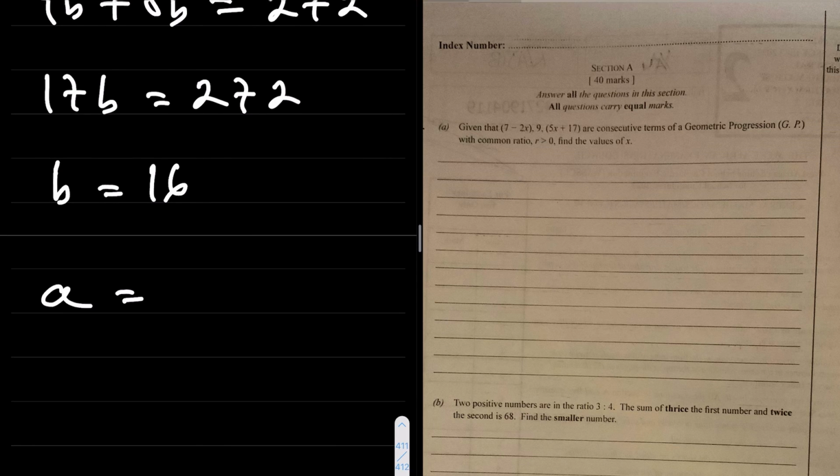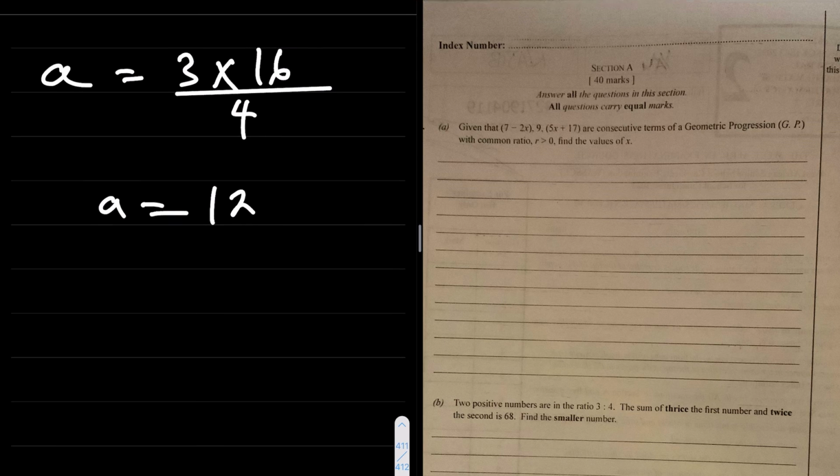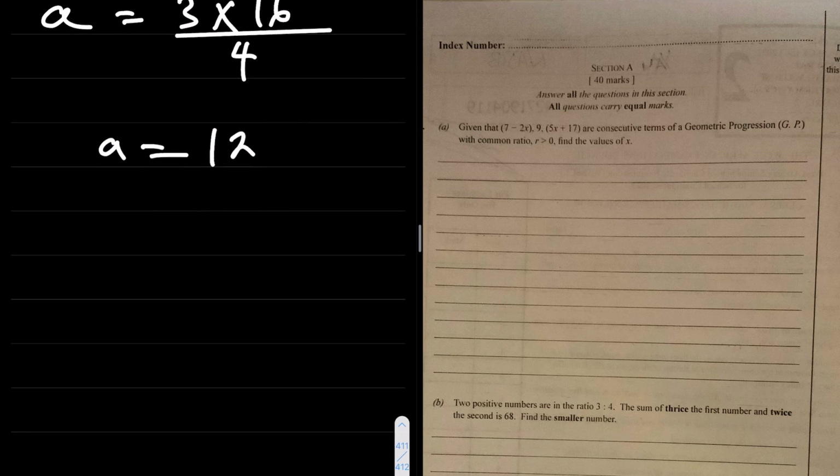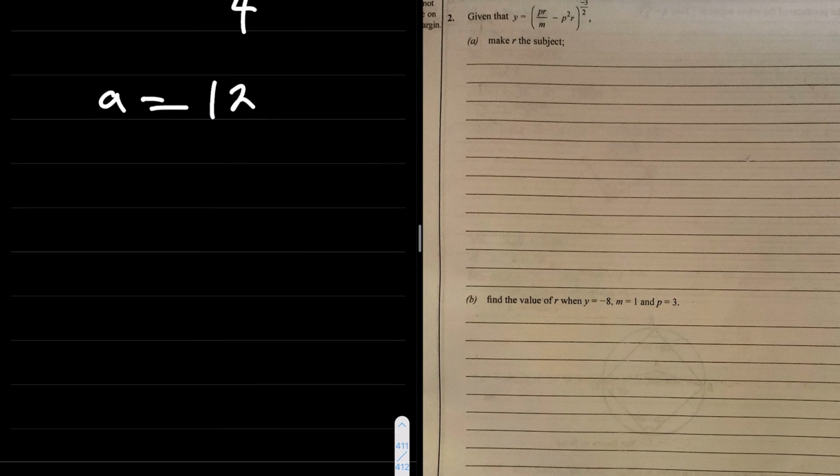A is therefore equal to 3 times 16. A is 3b over 4, which means 3 times 16 over 4. And that's 12. So the smaller number is therefore 12. The smaller number is 12. Now let's go straight to the next, which is number 2. Number 2a.